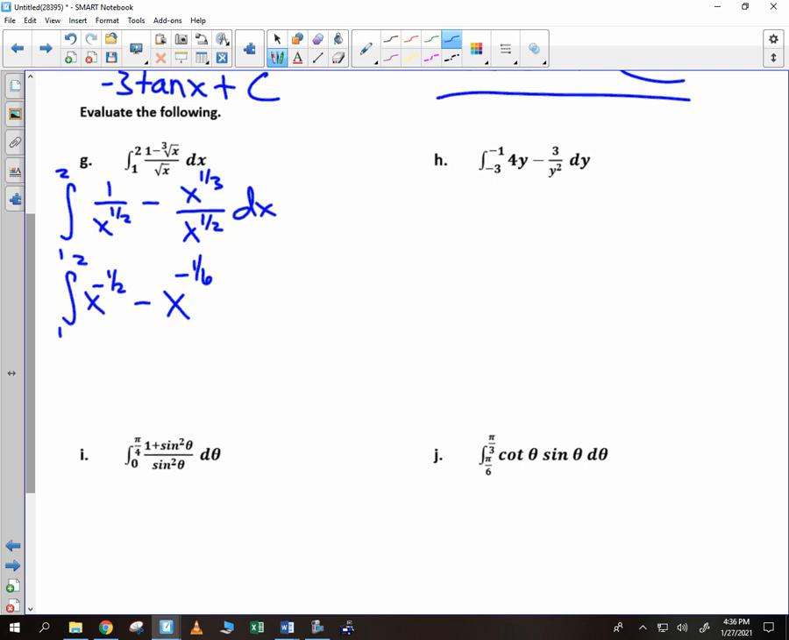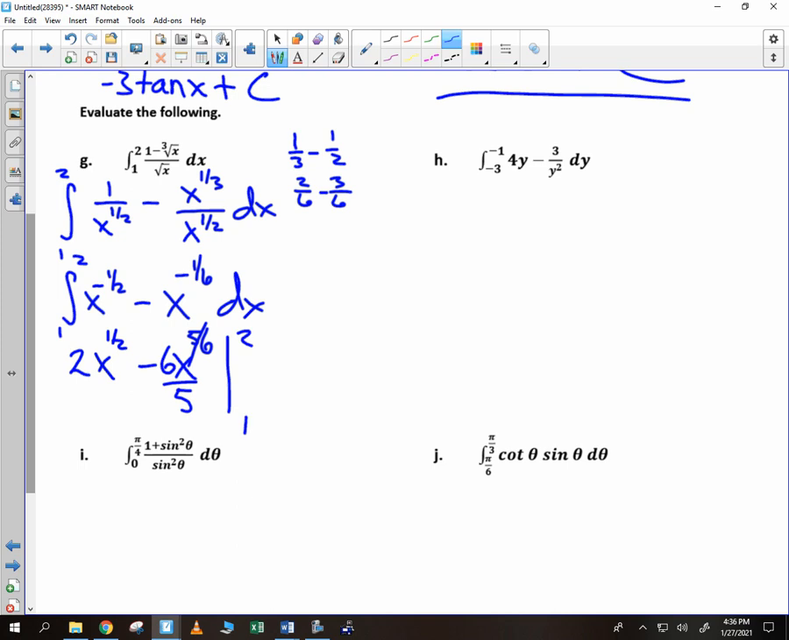So again, if you subtract those, 1/3 minus 1/2, you get 2 over 6 minus 3 over 6. Notice you get negative 1 over 6 dx. Well, now finding the antiderivative is no big deal. So it's x to the 1/2 divided by 1/2, otherwise multiplied by 2, minus x to the 5/6 divided by 5/6, otherwise multiplied by 6 over 5.